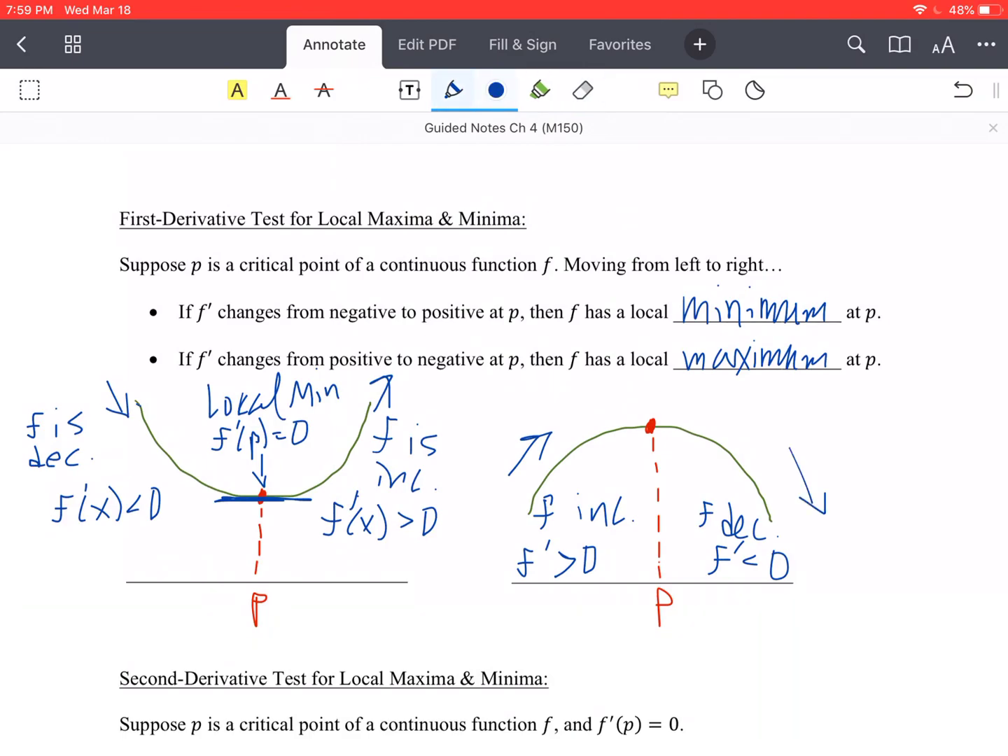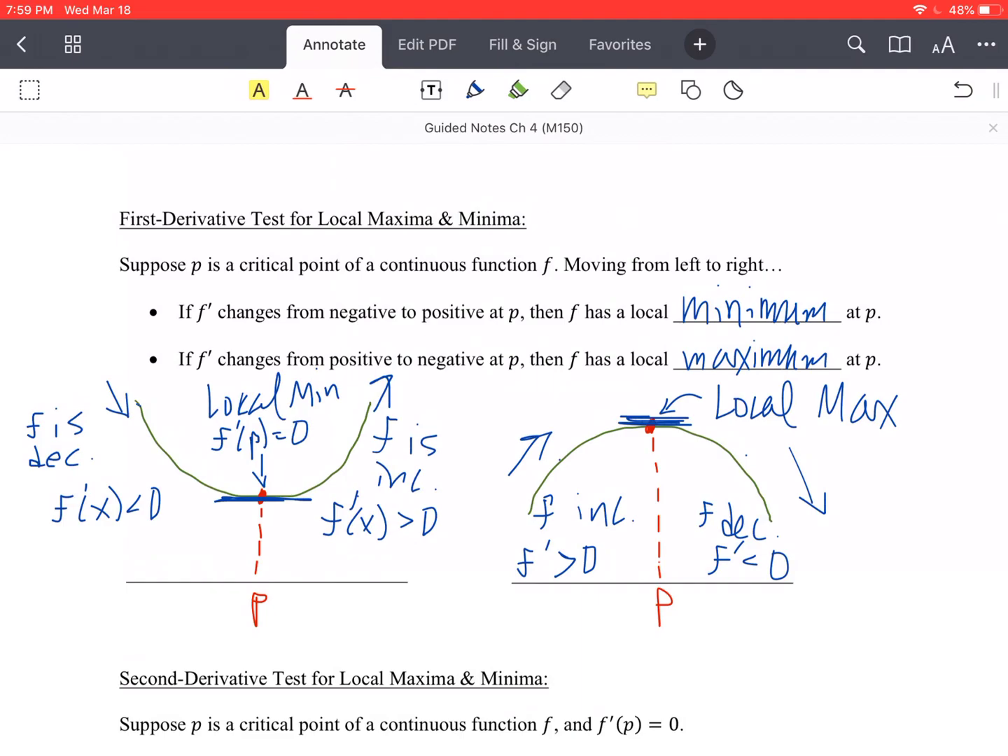So if we have a function that's going from increasing to decreasing at the point P, where we have a slope of 0 up here, that means that this point P must be a local max. So this is our first derivative test for local maxes and mins. We look at the derivative around the critical point and determine if it's going up to down or down to up. There are possibilities where it could go up to up or down to down, but those would not be maxes or mins.